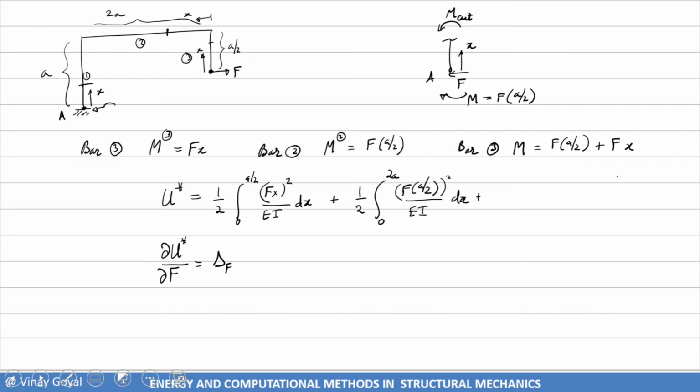And so then I prefer that, if you don't mind, 0 to A now. And now I have integral of (F A/2 plus X) squared over EI dx, and simply find this derivative and set delta U star over derivative F equals delta F. That will give you the deflection in that particular direction, which is quite exciting. I'm excited about this problem because it's not very easy to do with mechanics of materials. It will take a lot more work.